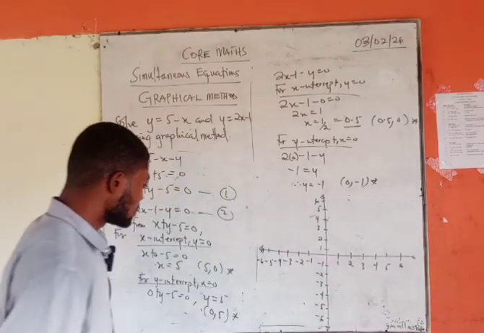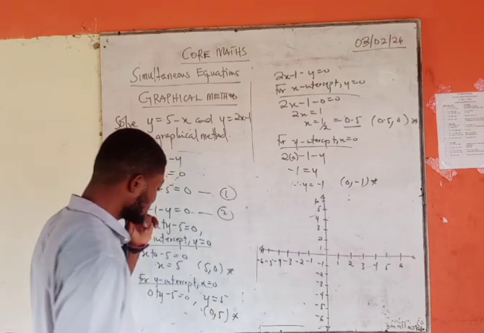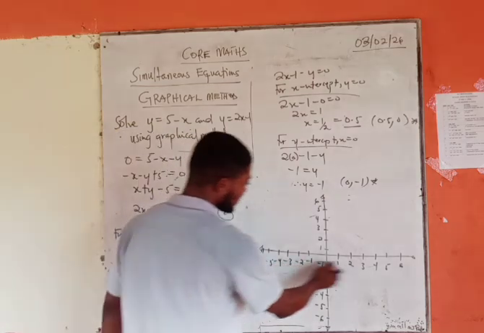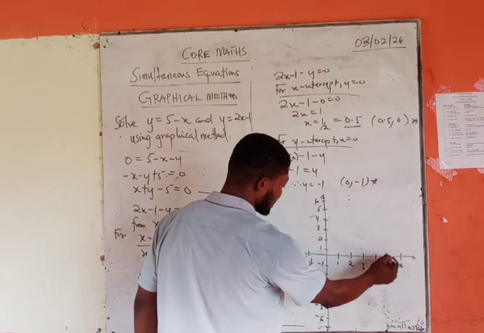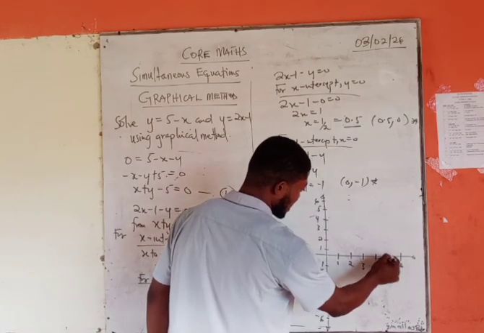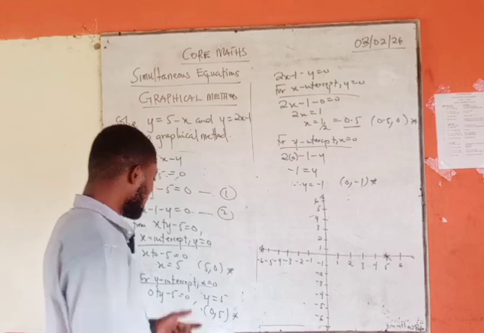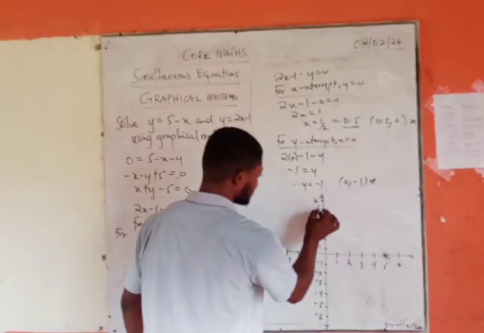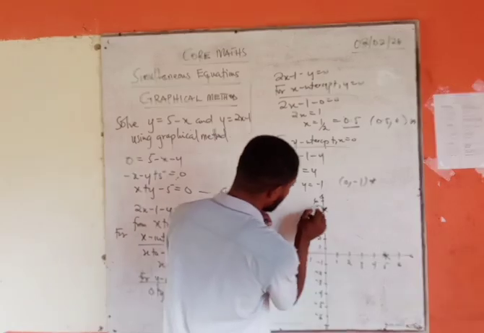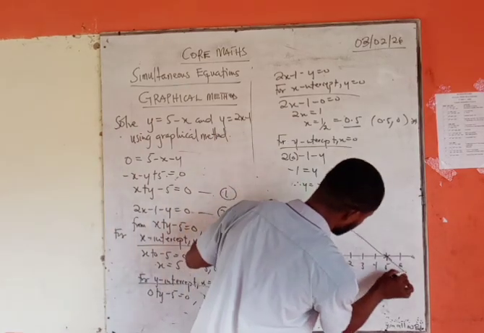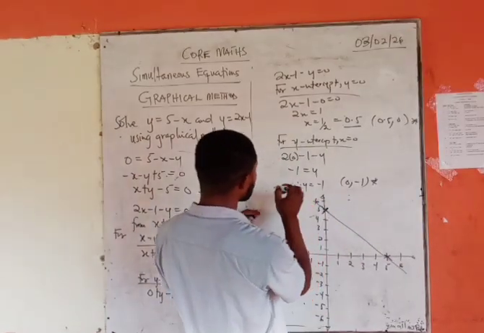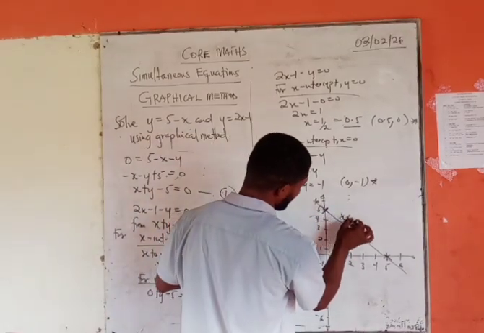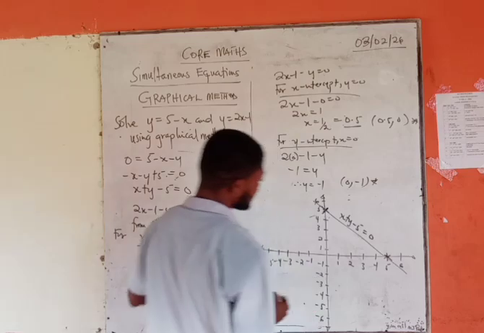When I check clearly, I can see that the first coordinate is 5 against 0. So 5 on the x-axis and then 0 on the y-axis. I locate 5 on the x-axis and I don't move any further upwards. I locate the second one, 0 on the x-axis, 5 on the y-axis. Now I can draw a line to cut through these points, and this is the equation given by x plus y minus 5 is equal to 0.